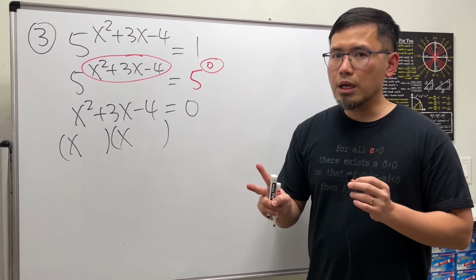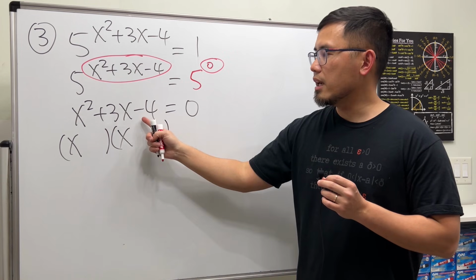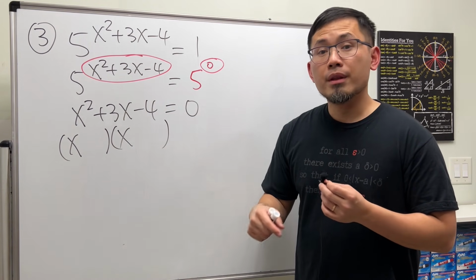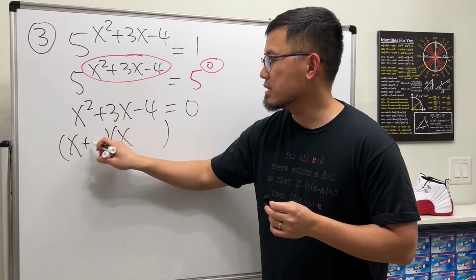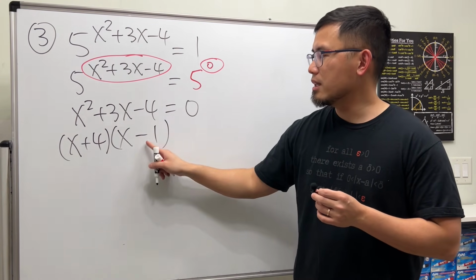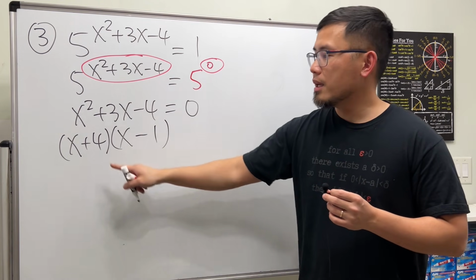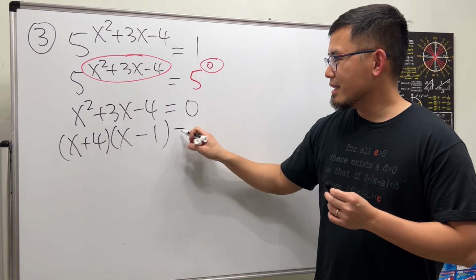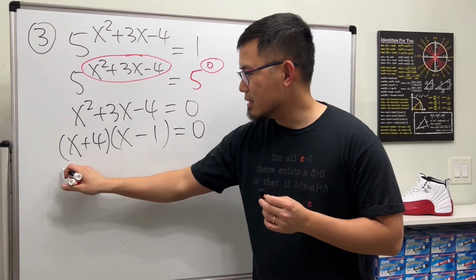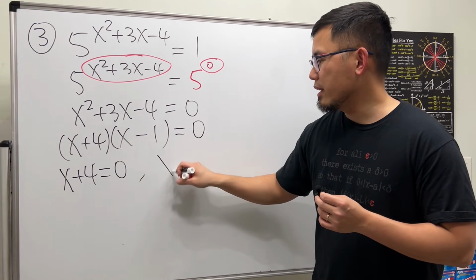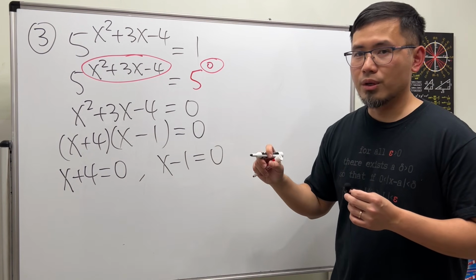And now think about two numbers that multiply to get -4, and when we add them, we get +3. The correct combination will be plus 4 times -1. Plus 4 times -1 gives us -4. Plus 4 minus 1 gives us 3. That's equal to 0. So that means the first factor, x plus 4, should be 0, and the other one, x minus 1, should also be 0.